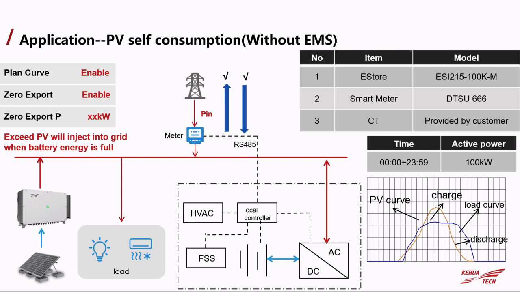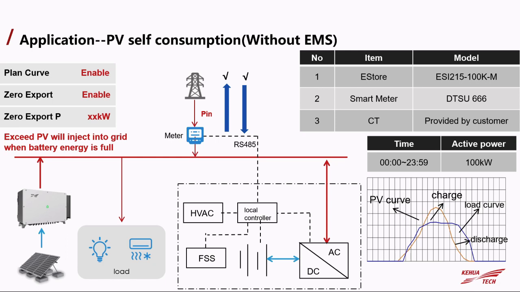So in this situation, the energy storage system can use the extra PV energy to charge the battery. So we can maximize the renewable energy utilization rate. As you can see from this curve, the blue one is the load curve, and the yellow one is the PV curve. In this part, the PV curve is greater than the load level. The energy can be charged to the battery to store the energy.